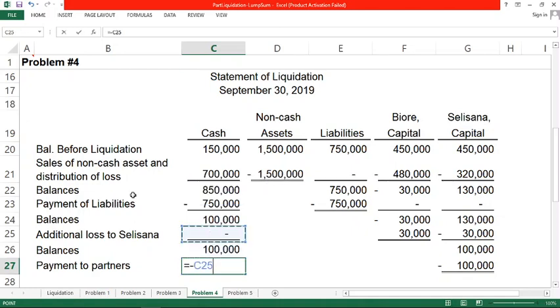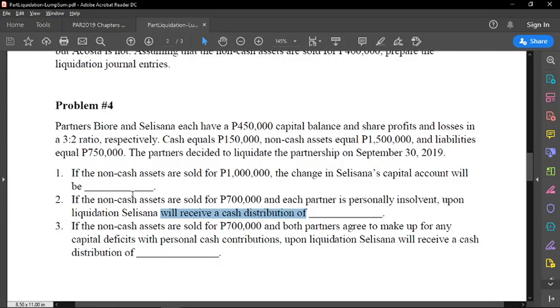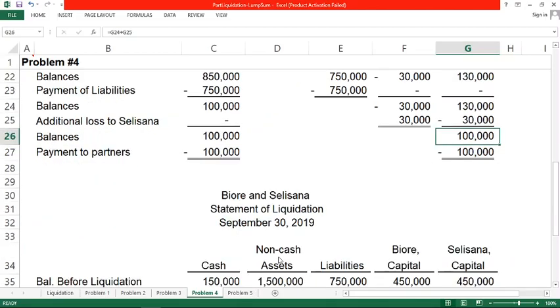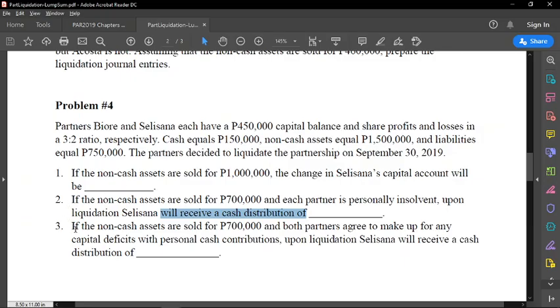So, that's it. The question is, upon liquidation, Celisana will receive a cash distribution of, ito po yun, 100. Okay? Or ito yan, 100,000. Okay, so that's assumption number 2. Let's proceed to number 3.